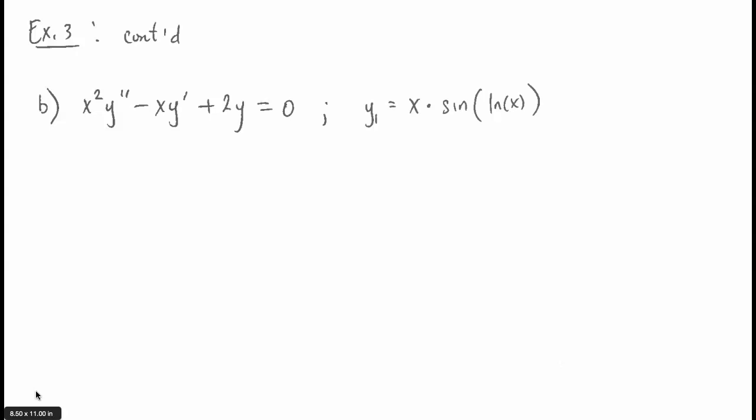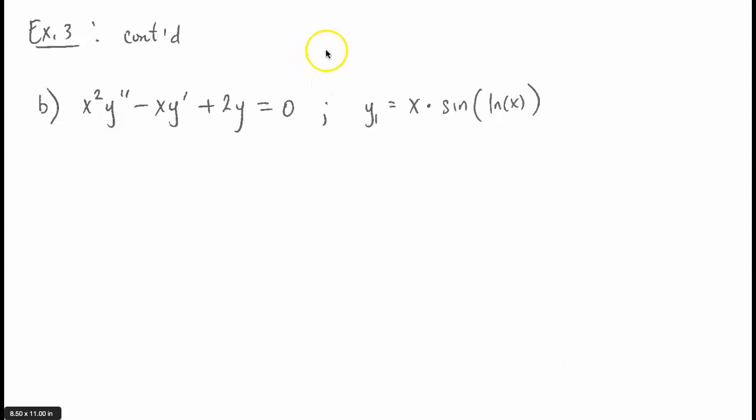And so this example is going to be a little longer than the ones that I did in the part 1 video, so I wanted to make a separate video for this one. And again, for this example, we're assuming that the y sub 1 that's given to us is a solution of the differential equation that we're given. And so we're just going to use reduction of order to be able to do it.